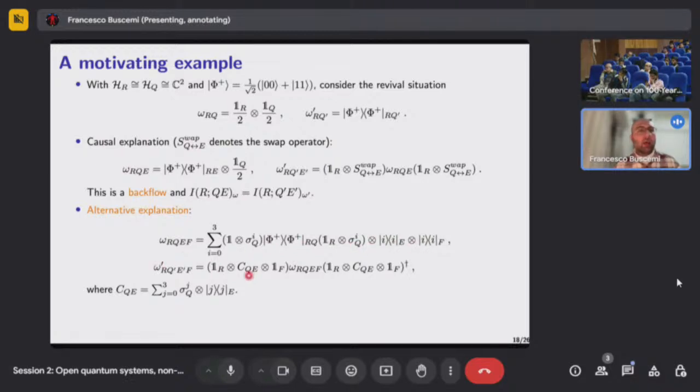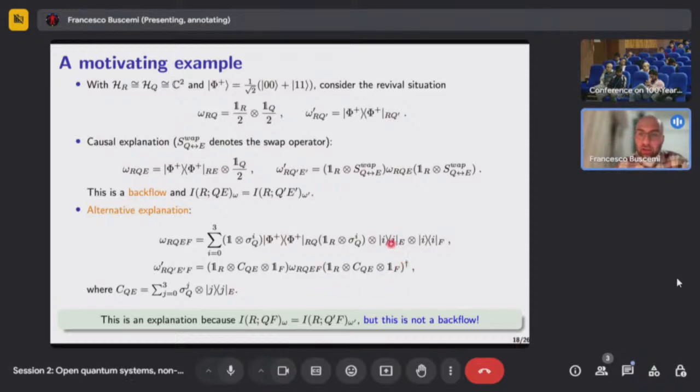And then what would be the evolution that brings you to this maximally entangled situation between reference and system? It would be just a controlled unitary. So this controlled unitary reads the state of the environment and undoes the Pauli operation on the system. So it cancels this out. But you see that now the environment doesn't change and remains maximally correlated with F. And F never interacted with the system. And yet, you are able to explain this revival of information.